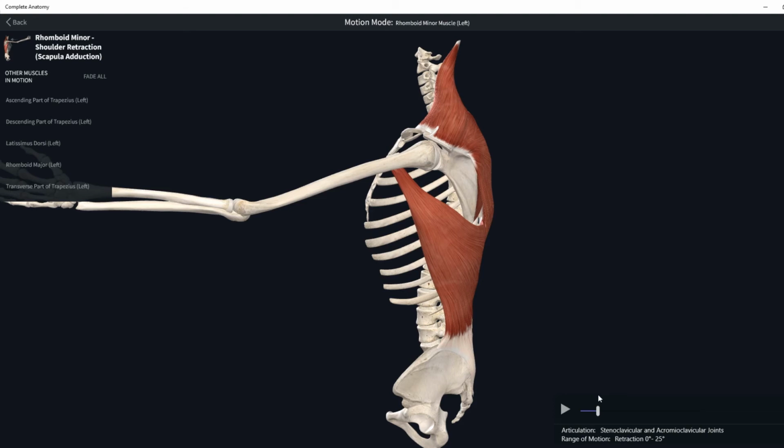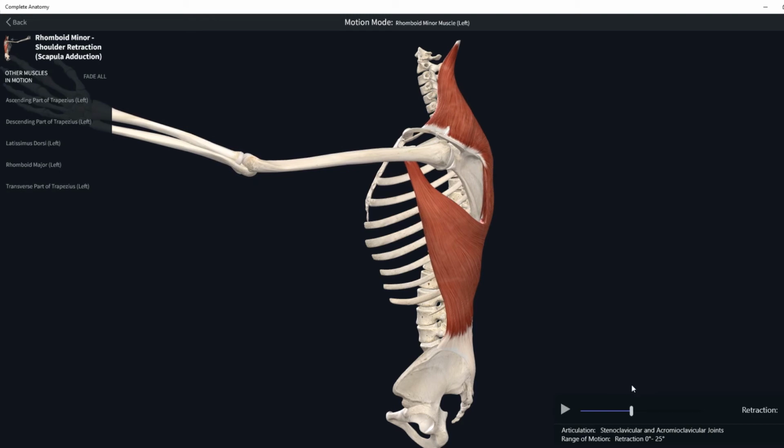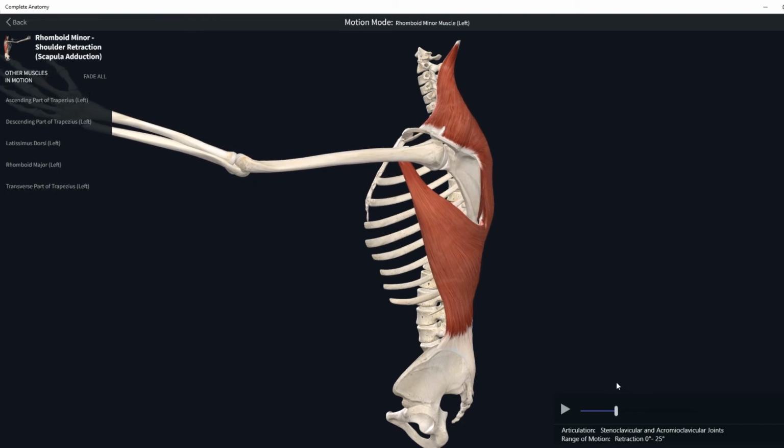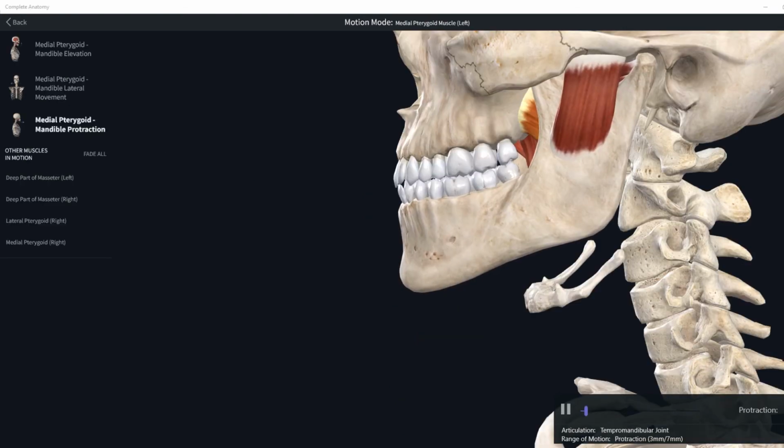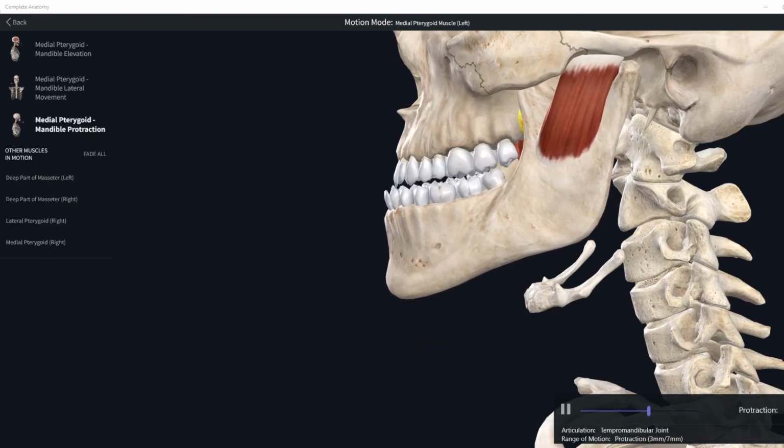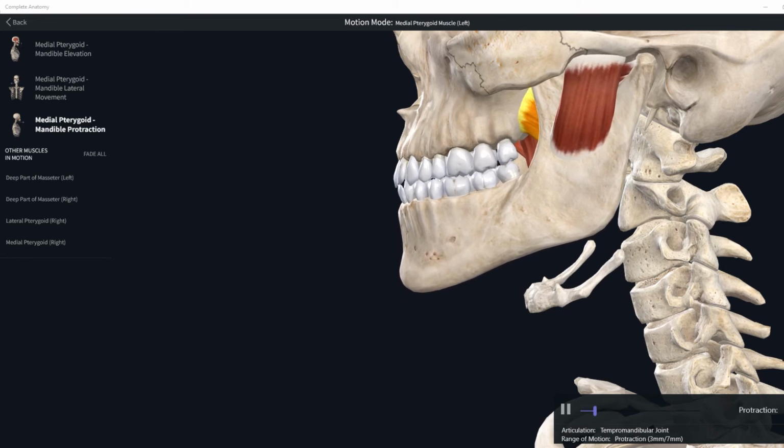While we're looking at the mandible and the scapula, we can also see two other movements, protraction and retraction. Retraction occurs as we pull the scapula back. Protraction occurs as it pushes forward. Retraction, protraction.